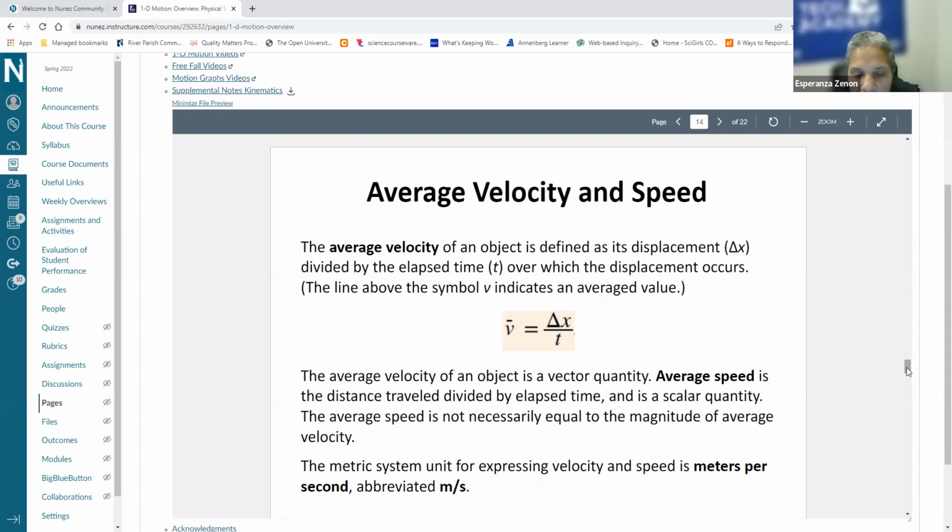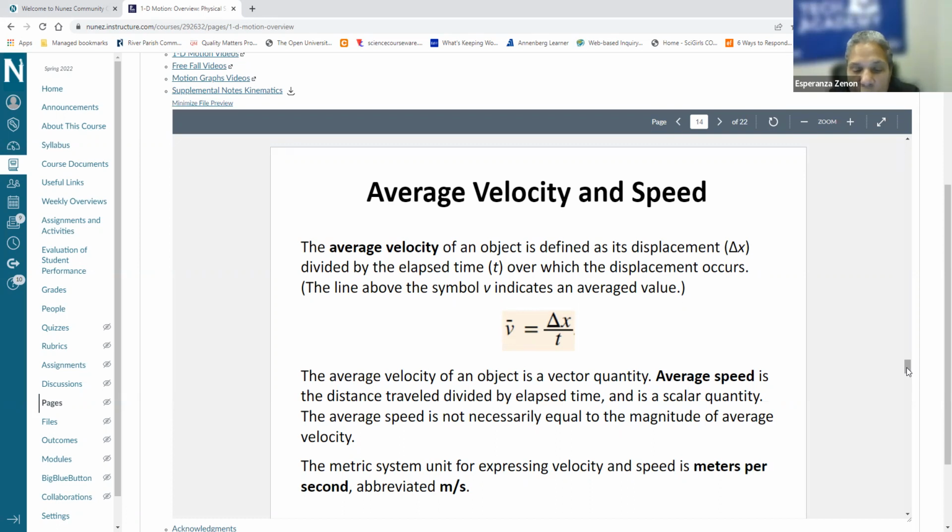But we're not going to get into the vectorness. Just understand that average velocity is not the same thing as average speed, because average speed looks at the distance traveled divided by the time. So velocity is displacement per unit time, while speed is distance per unit time. Okay. And we'll see when solving some problems that the average speed is not always equal to the average velocity in terms of the size part of it.